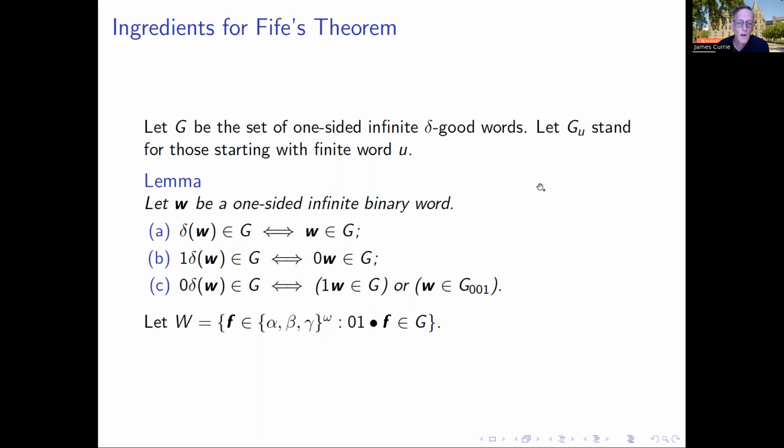Now, G is a set of delta good words. W is a set of words over alpha, beta, and gamma, such that 0, 1 bullet F is good. So W is the set of infinite strings of alpha, beta, and gamma, which when you apply them to 0, 1, you get an infinite good word. So here's part 1 of the ingredients of proving Fife's theorem.